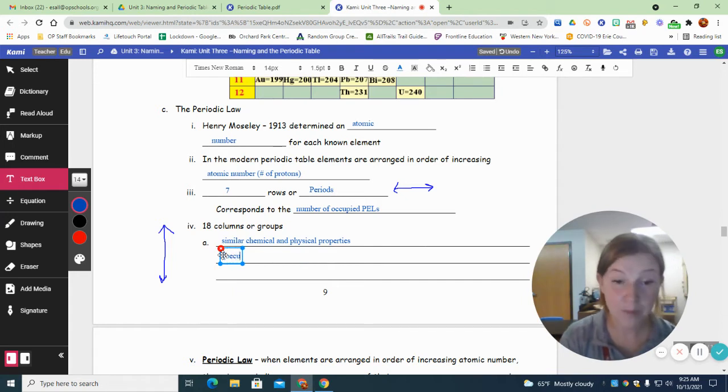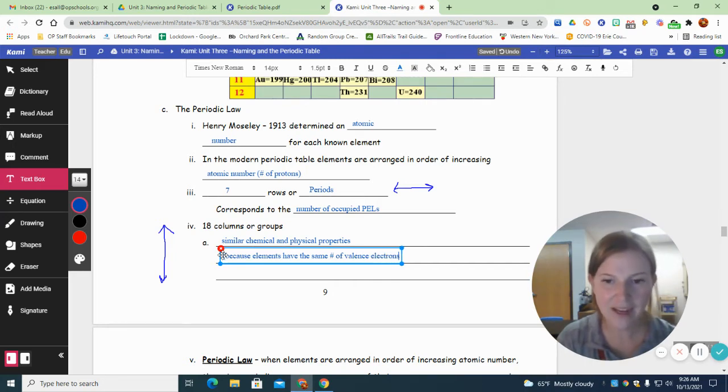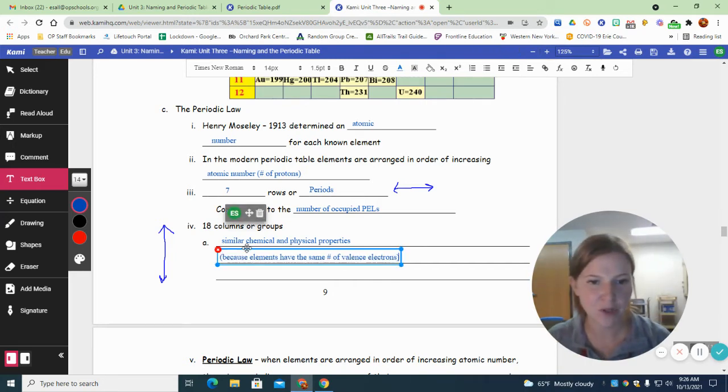Parentheses here, because elements have the same number of valence electrons. Now, this is not a hard and fast rule. There are going to be exceptions to this.